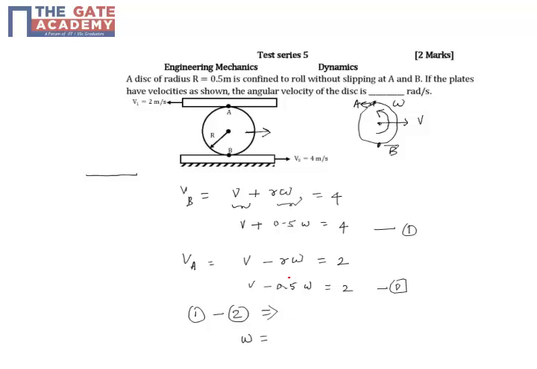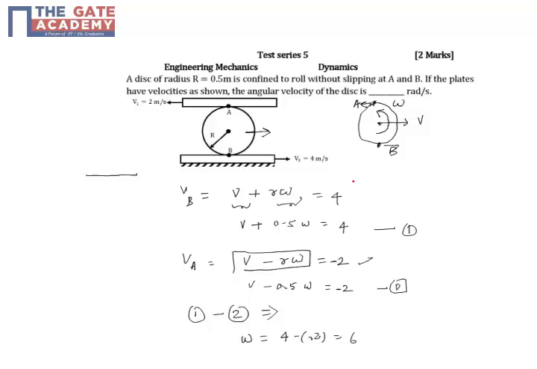Now there's a mistake here. At A, the positive velocity v minus r omega represents towards right, because v is towards right and r omega is towards left, so the net v minus r omega is towards right. But what is given is 2 towards left, so we have to have a minus 2 here in order to make it towards right. So this is minus 2, and when I subtract, I get 4 minus minus 2, which is 6. So you have to understand why we have written minus.